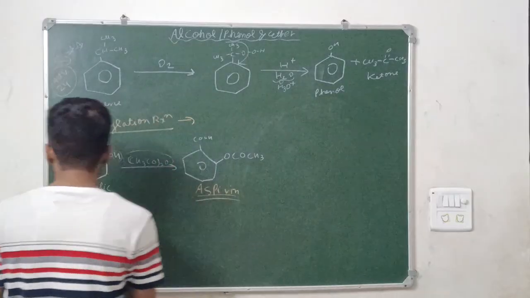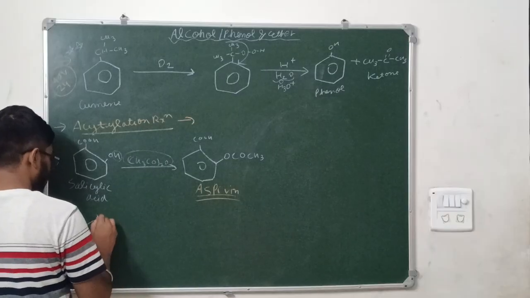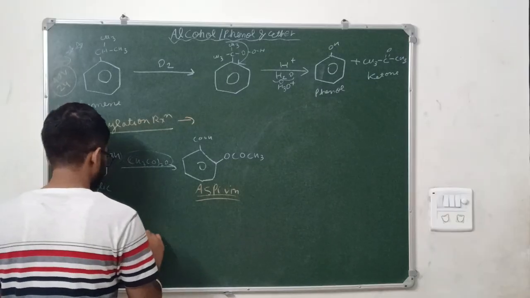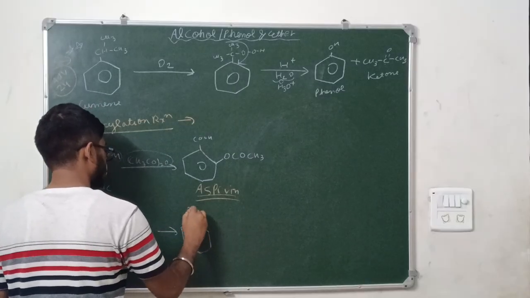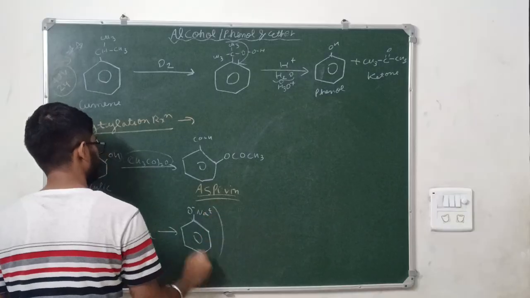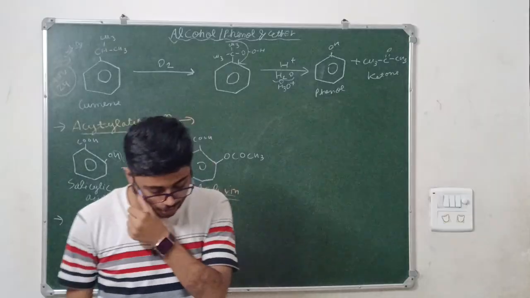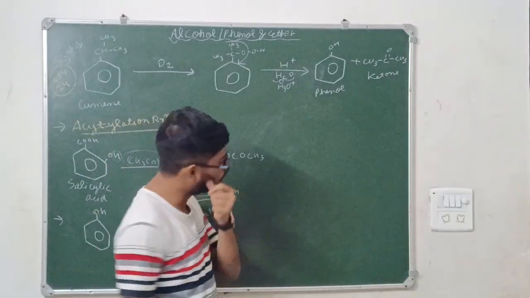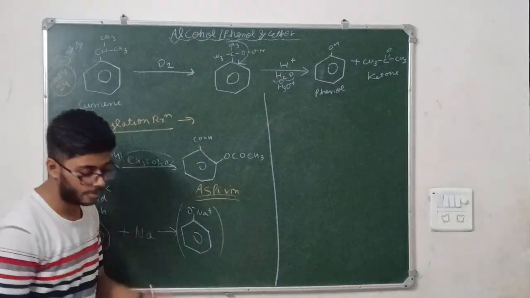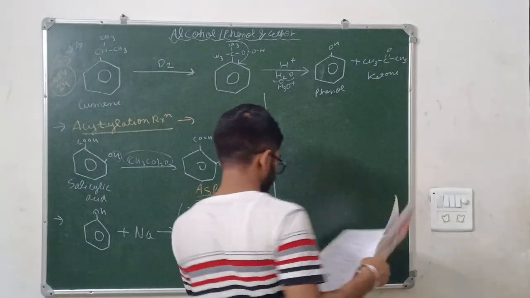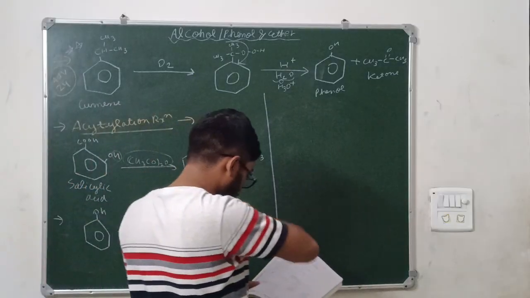Another important reaction: if you react phenol with sodium, then you get the phenoxide ion, O minus Na plus. This is also a reaction. Okay, you have to memorize this also. These are very important reactions. You have to memorize them. Now let us move on to the next reaction. What is the next reaction?